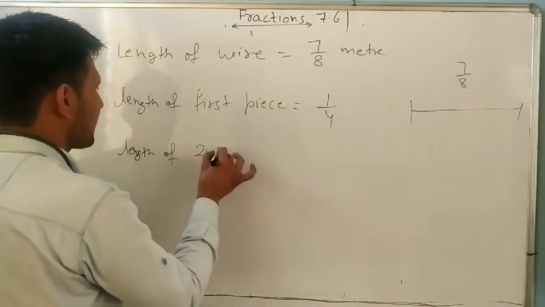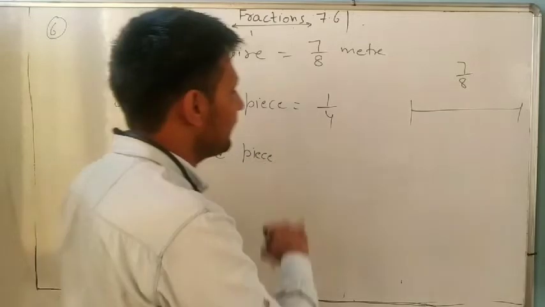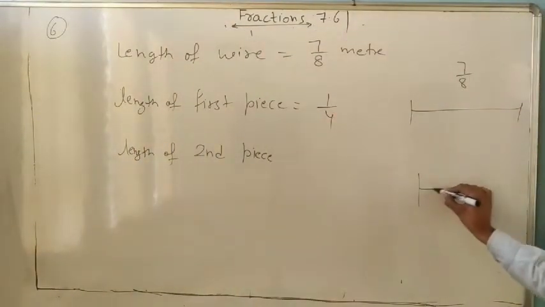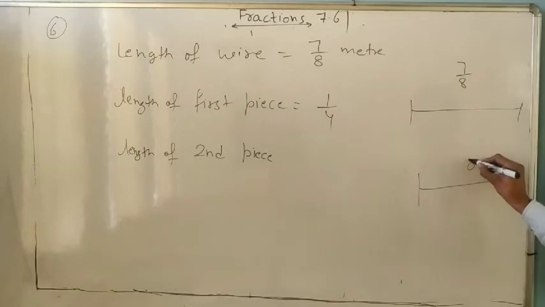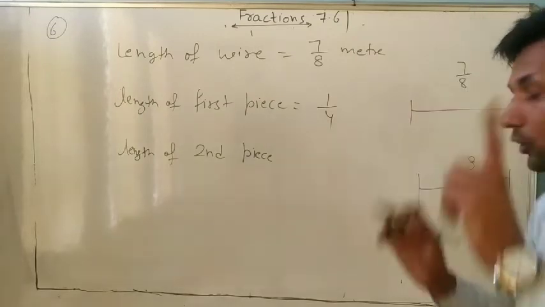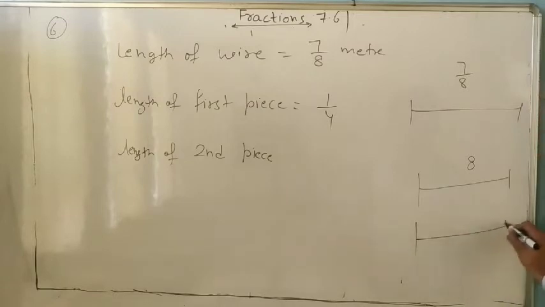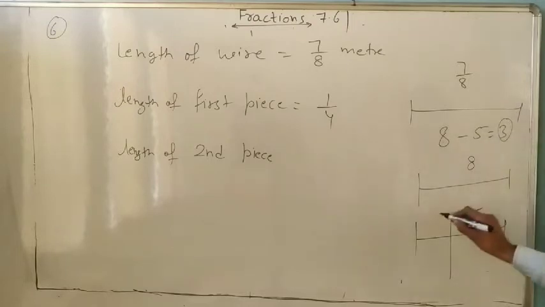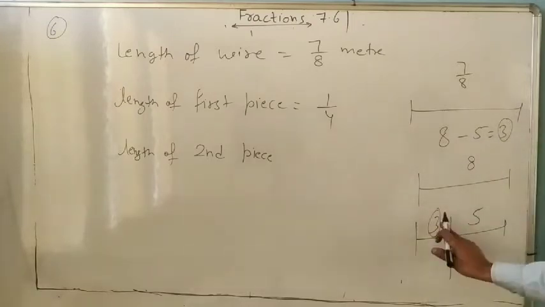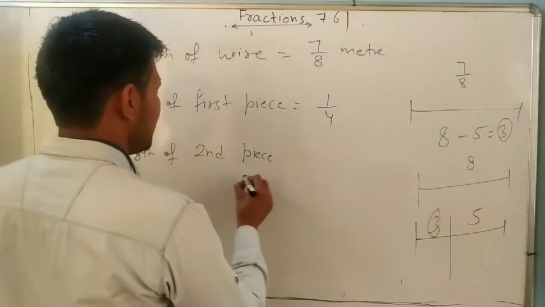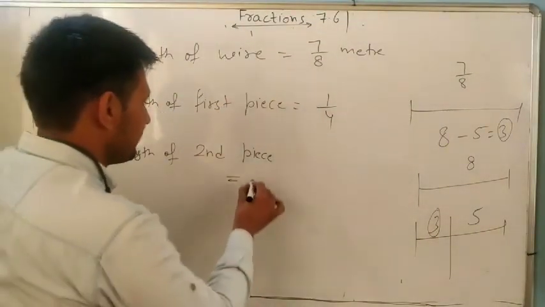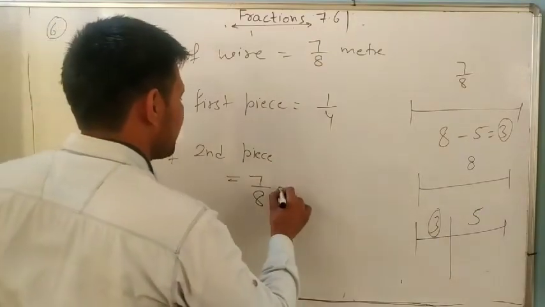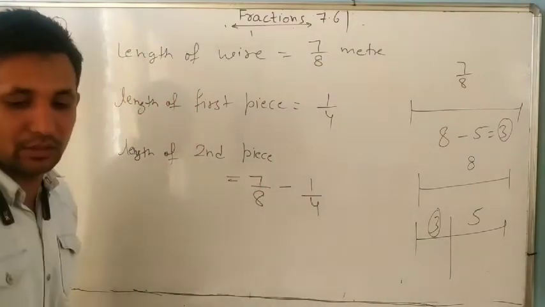So how will you find the second piece? Tell me. Suppose I say the length of a wire is 8 meter and you break it into 2 pieces, first piece and second. First piece is 5, so how will you find the second? Total 8 meter and the first piece is 5, so 8 minus 5. The second piece is 3. So the length of the second piece is found by taking the total length 7 by 8 and subtracting the length of the first piece.